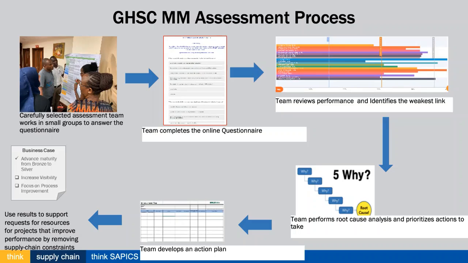Once that has been done, a formal action plan is then tabled. And from that action plan, there are dates, there are targets, there are KPIs. And then we use those results to support the request for resources for projects that will improve performance by removing the supply chain constraints. Now, this process can be repeated biannually. And what's important is that we work on a business case that we want to advance. So we want to advance through the different levels, from bronze to silver to gold to platinum. We also want to increase visibility and focus on process improvement.